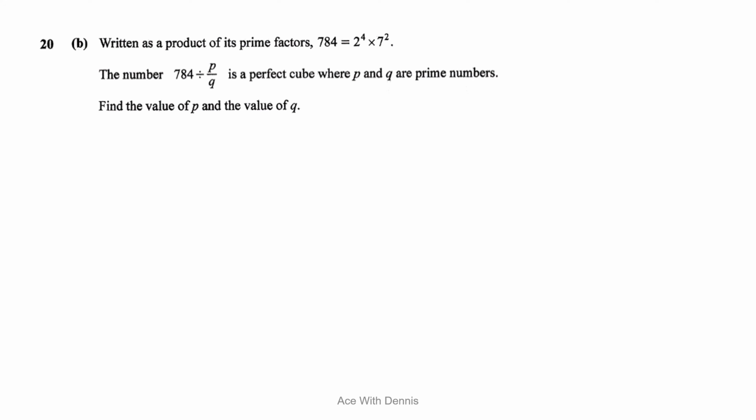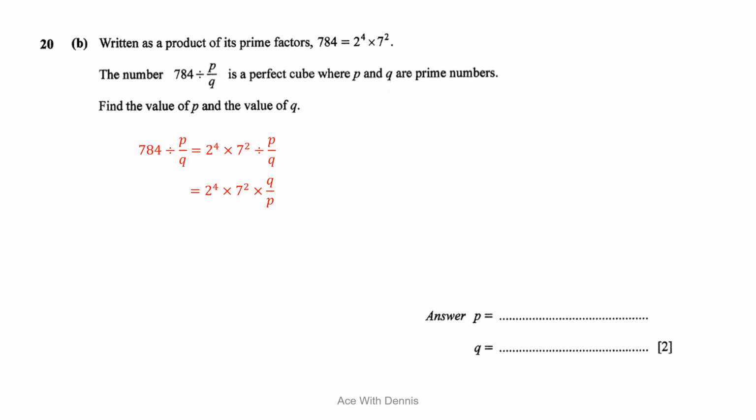B. Written as a product of its prime factors, 784 equals 2 to the power 4 times 7 squared. The number 784 divided by P over Q is a perfect cube where P and Q are prime numbers. Find the value of P and the value of Q. 2 marks. Right, so given 784 divided by P over Q equals 2 to the power 4 times 7 squared divided by P over Q, or 2 to the power 4 times 7 squared times Q over P.